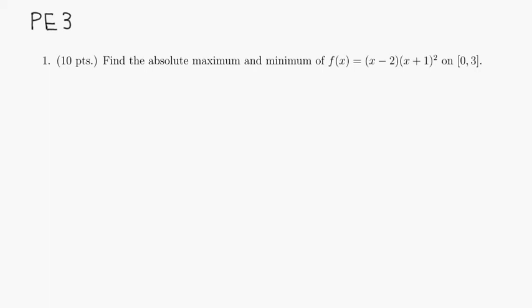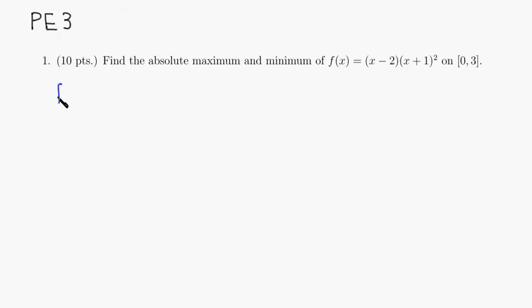Alright, let's look at practice exam 3, problem number 1. We want to find the absolute maximum and absolute minimum value of this given function. So let's do that. First thing is we need to find the critical numbers, so we're going to have to find the derivative.